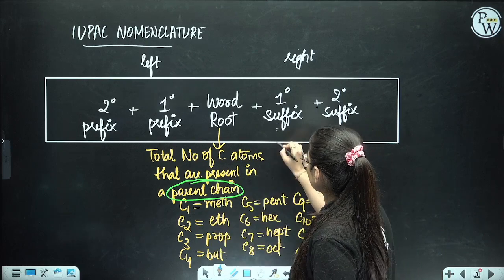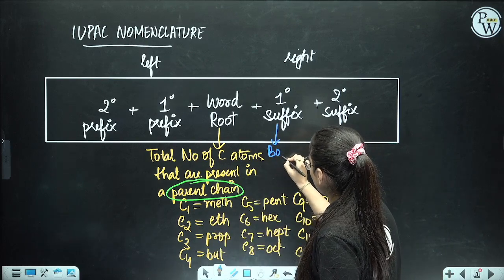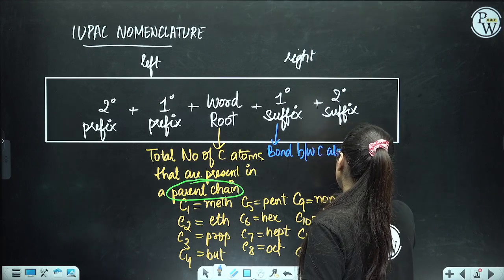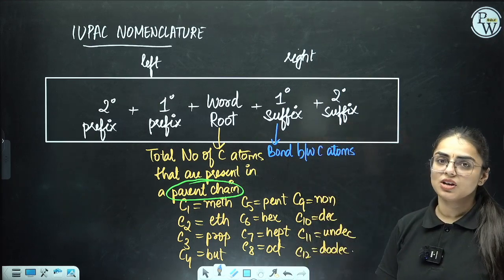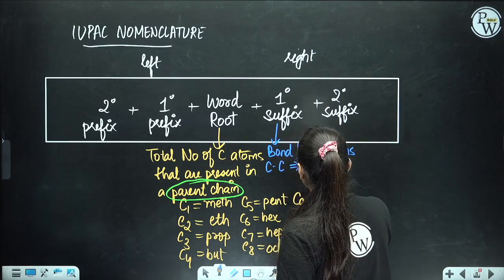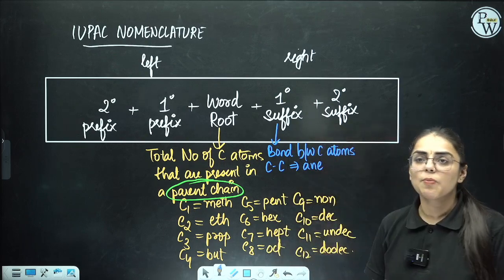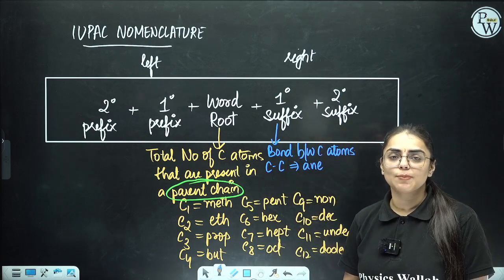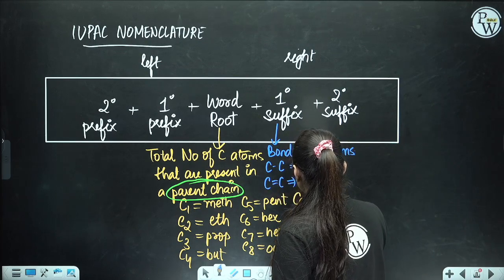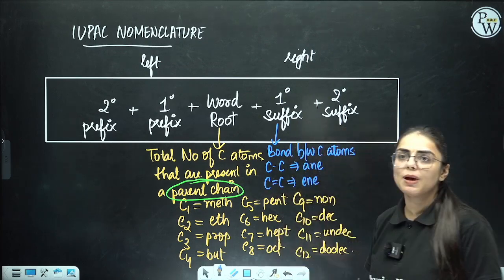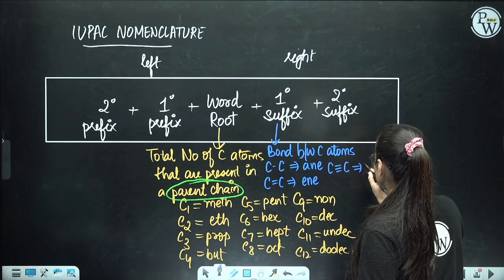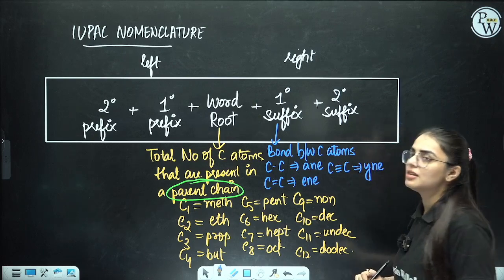Now we have primary suffix. Primary suffix tells the bond between carbon atoms. Between carbon, which kind of bond is there? That is represented by the primary suffix. If there is a single bond between carbon, you are going to use ane, A-N-E. When there is a double bond between carbon and carbon, you are going to use ene, E-N-E. And for a triple bond between carbon atoms, you are going to use yne, Y-N-E.